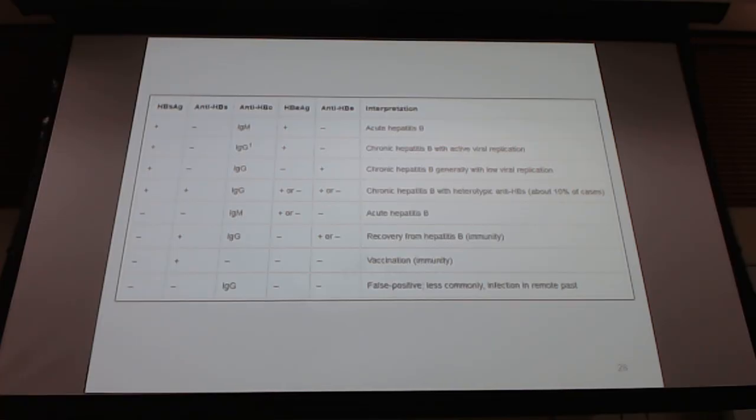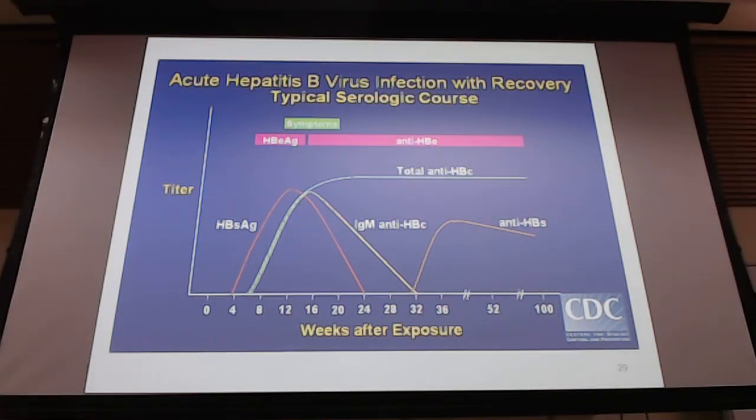What I want you to pay attention to is everything that says IgG is chronic. So everything that says IgM is acute. That's what I want you to take away from this slide. Like more visual stuff right there. So again, this is hepatitis B with recovery. So this person did not develop a chronic hepatitis B.